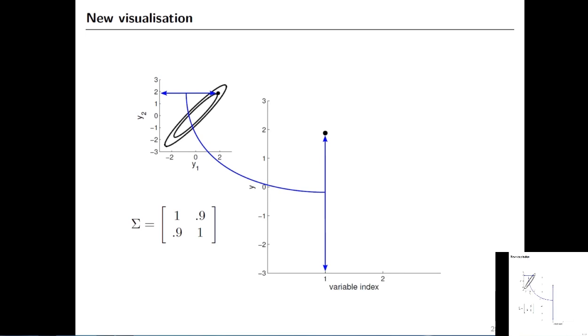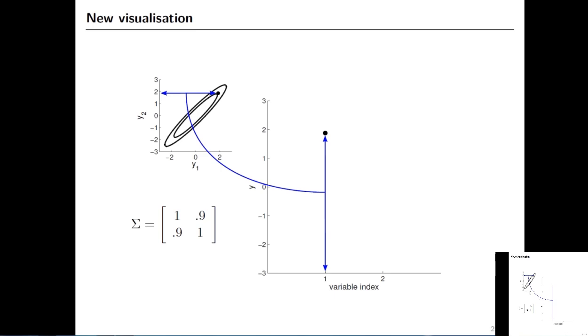Along the bottom axis here, we know is the variable y1. And so I'm going to take the y1 component of this sample, and I'm going to plot it over this number 1 here. So this number 1 index is the first dimension of the Gaussian, y1.